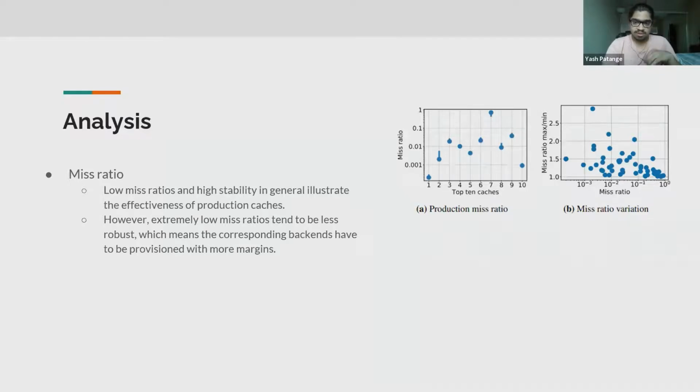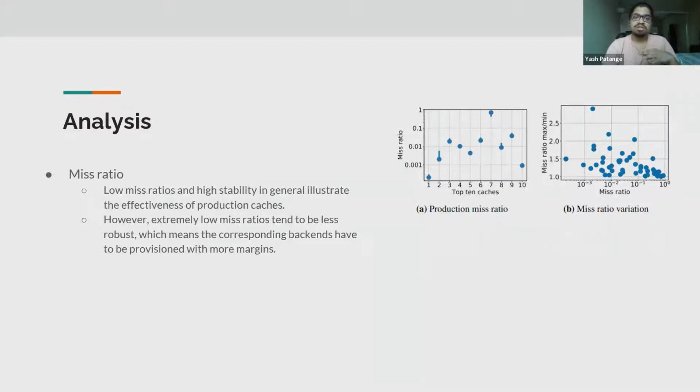Along with the miss ratio, stability is also very important. Miss ratio stability is defined as the ratio of maximum miss ratio over minimum miss ratio. The figure on the right shows it over a week, and through the figure we can also learn that for most of the caches the miss ratio is below 1.5. So low miss ratios and high stability in general illustrate the effectiveness of production caches.